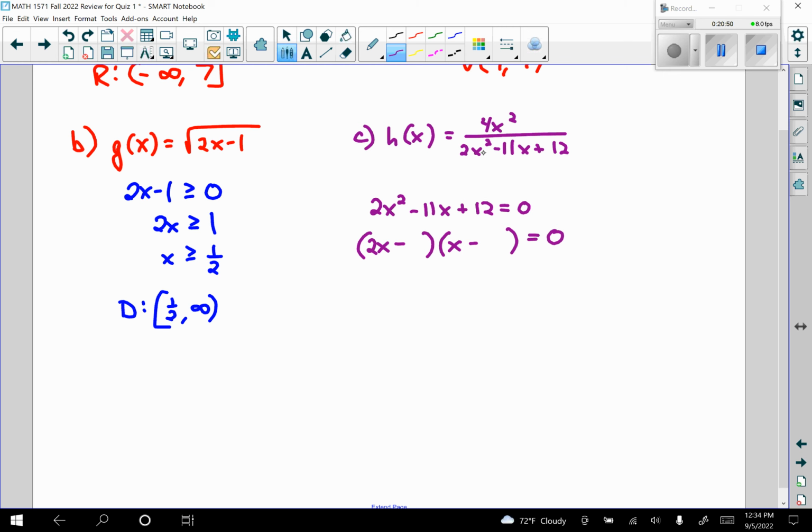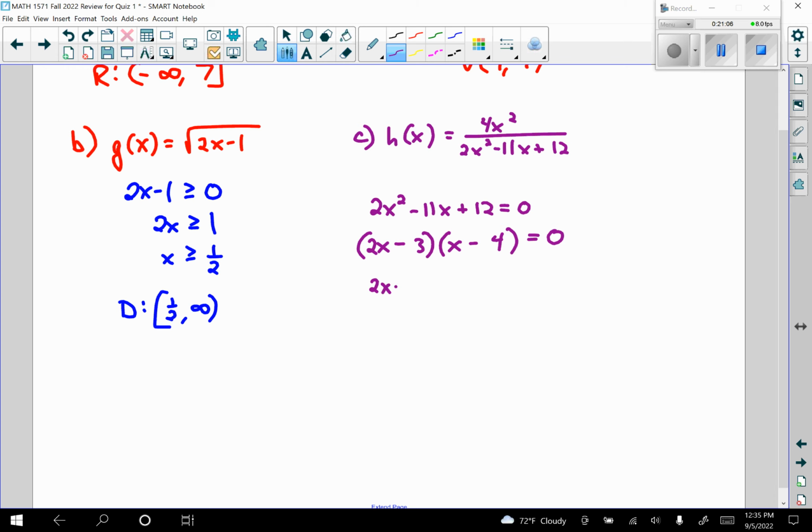I'm going to just start with 3 and 4. I'm going to put them in here first and then just check. So on the outside, we're going to get a negative 8x, and on the inside, we're going to get a minus 3x. Negative 8x and a negative 3x will give me a negative 11x. If that didn't work, I would just switch them around.